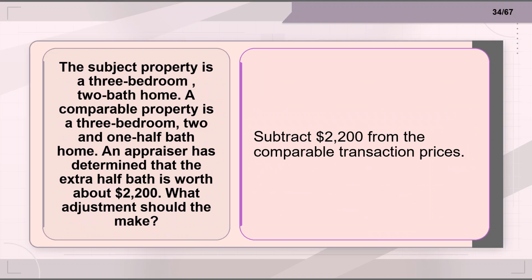Flashcard 34. Term: the subject property is a 3-bedroom, 2-bath home. A comparable property is a 3-bedroom, 2.5 bath home. An appraiser has determined that the extra half bath is worth about $2,200.